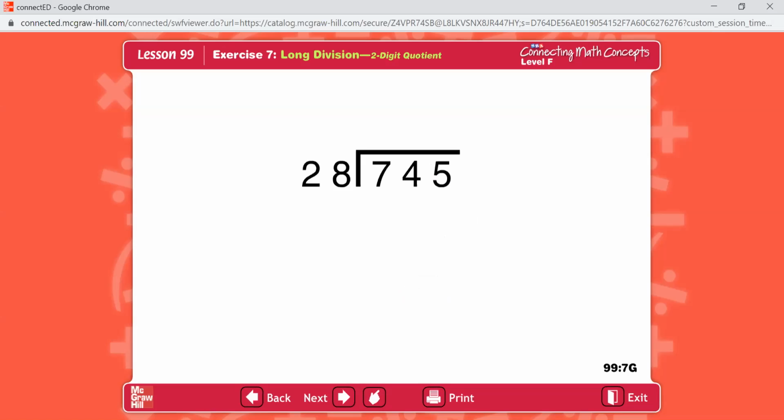745 divided by 28. The first problem you'll work for dividing by 28 is 74 divided by 28. So I underline 74. Copy the problem and work the first digit. Stop when you've done the first digit of the answer and a remainder below. Here's what you should have.